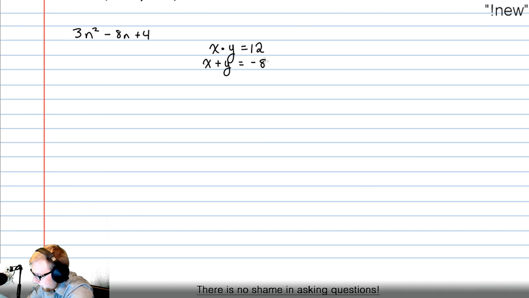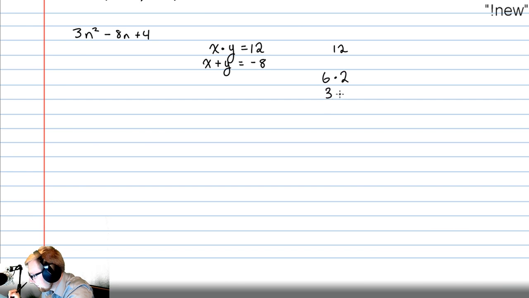Okay, so what are your factors of 12? You got 1 and 12. And you got 6 and 2. And you have 3 and 4. Okay. Any of these add together to give you 8? Yeah. Good. Which ones? 6 and 2. Okay, what are the signs? Negative on both. Good. Okay, rewrite out your equation.